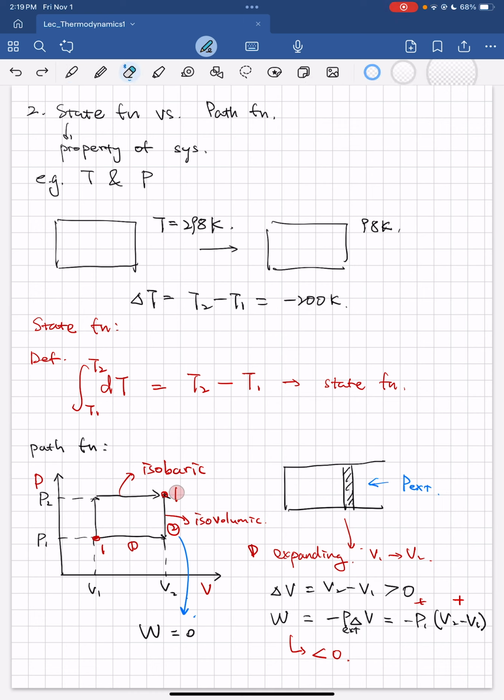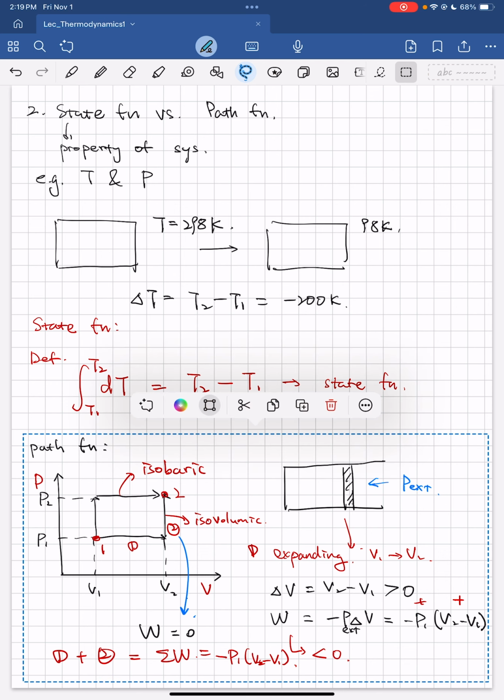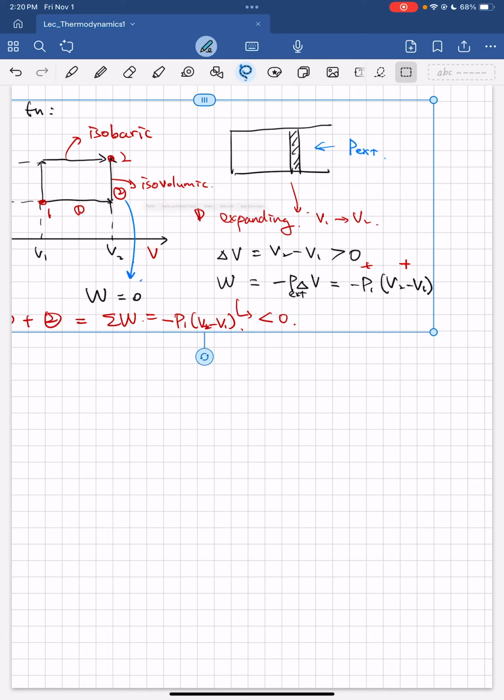So if you move from point 1 to point 2, you just have to add them, right? Then work is going to be minus P1 times V2 minus V1. Okay? Let me just move this to here.